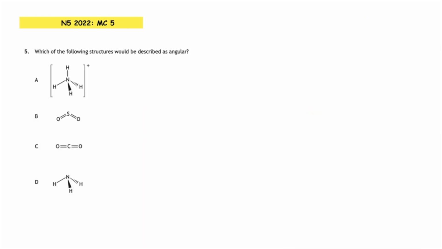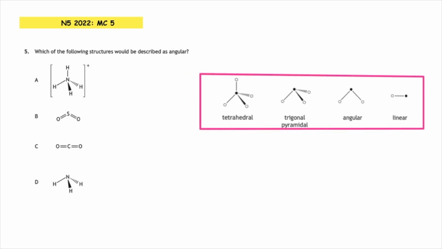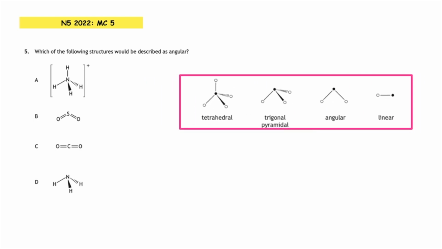Multiple choice 5, which of the following structures would be described as angular? This is making sure that you know all 4 of your molecular shapes. That's your tetrahedral, trigonal pyramidal, angular and linear, and the only one which is in the angular shape is B for sulfur dioxide.